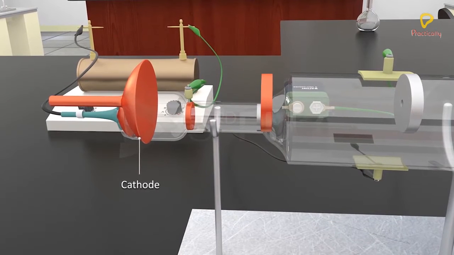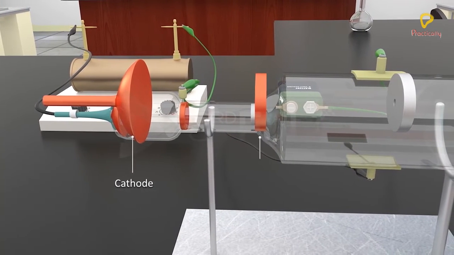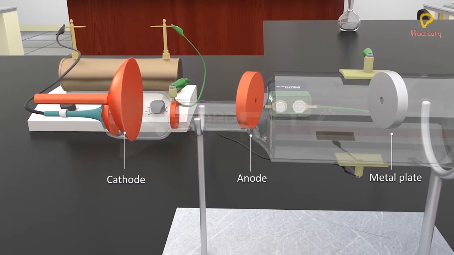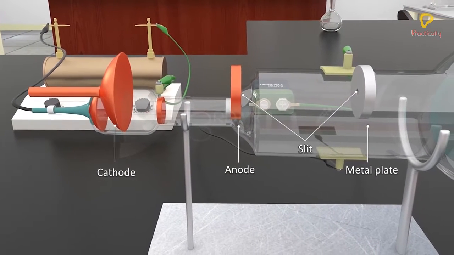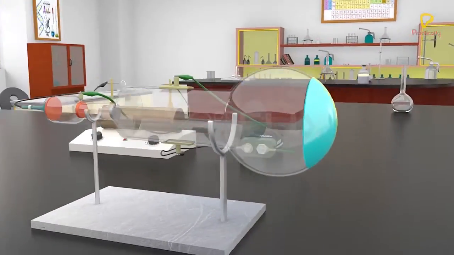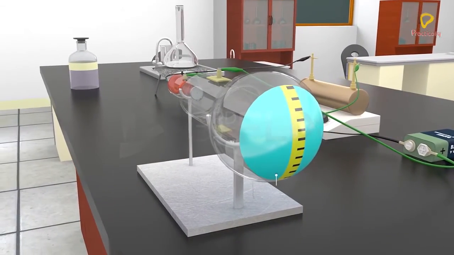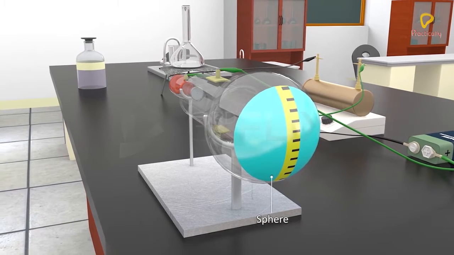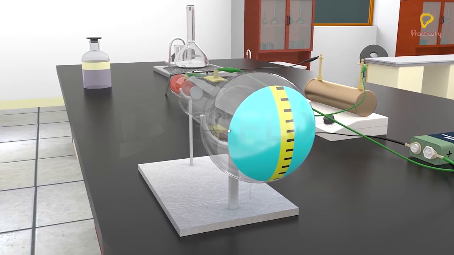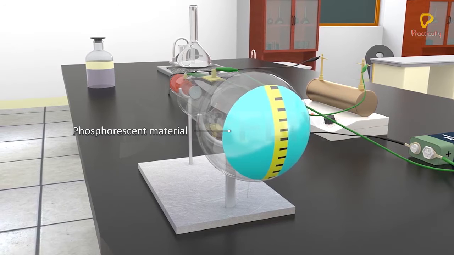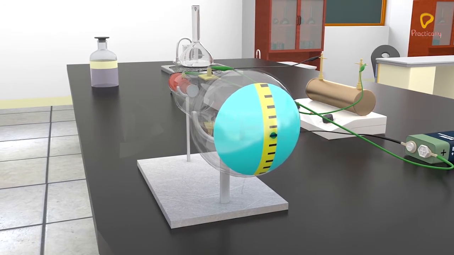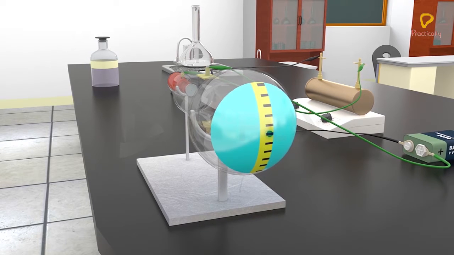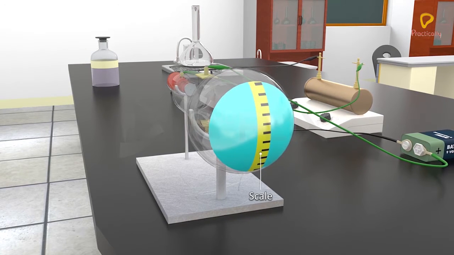With a cathode, an anode and a metal plate. The anode he used in the experiment had a slit. At the end of the tube was a large sphere, coated with a phosphorescent material so that any beam after striking it would leave behind a mark on it. It was also provided with a scale to measure the deflection.